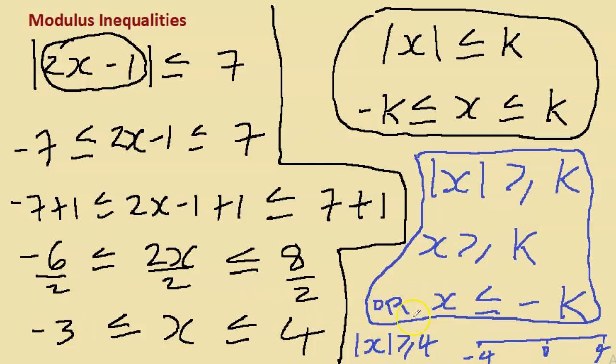So the solution set for this is that x would have to be a value that's more than 4. Like say, for example, 5. Suppose x is 5. If x is 5, then is 5 more than 4? Yes. Or suppose x is negative 5. What's the modulus of negative 5? Positive 5. Is positive 5 more than 4? Yes.